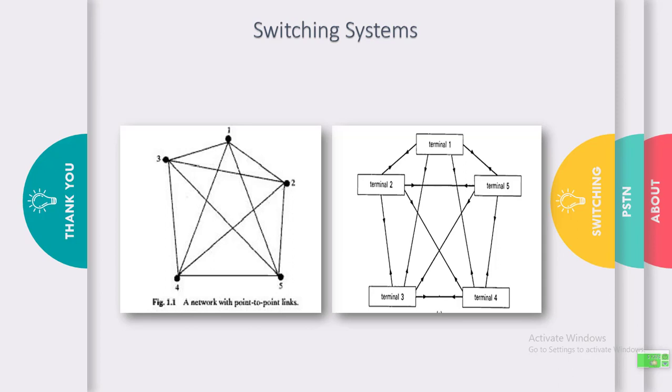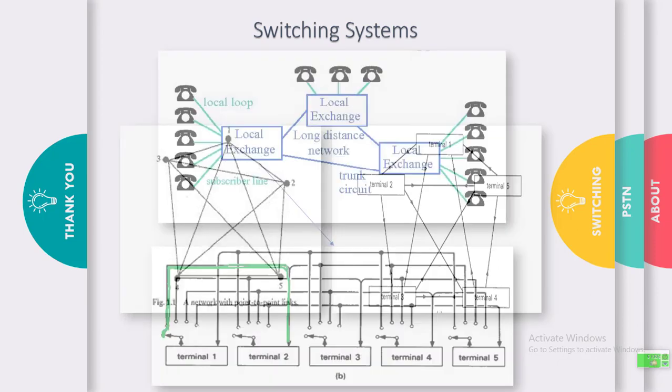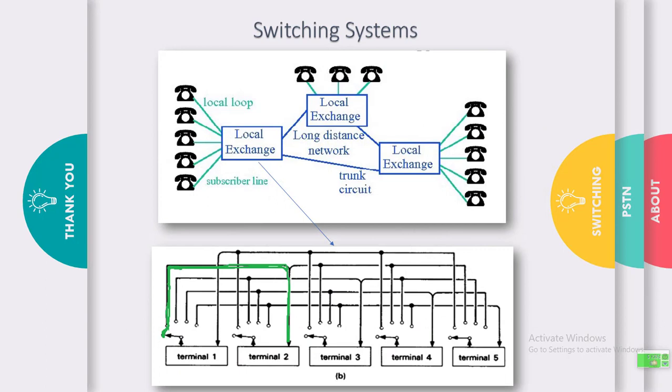Dear students, in the figure we see so many terminals. These are terminals which are considered as a switching system. If you look carefully, you will see that the connection among all terminals is a mesh connection. That means all have point-to-point communication. Now the block diagram of a switching system.